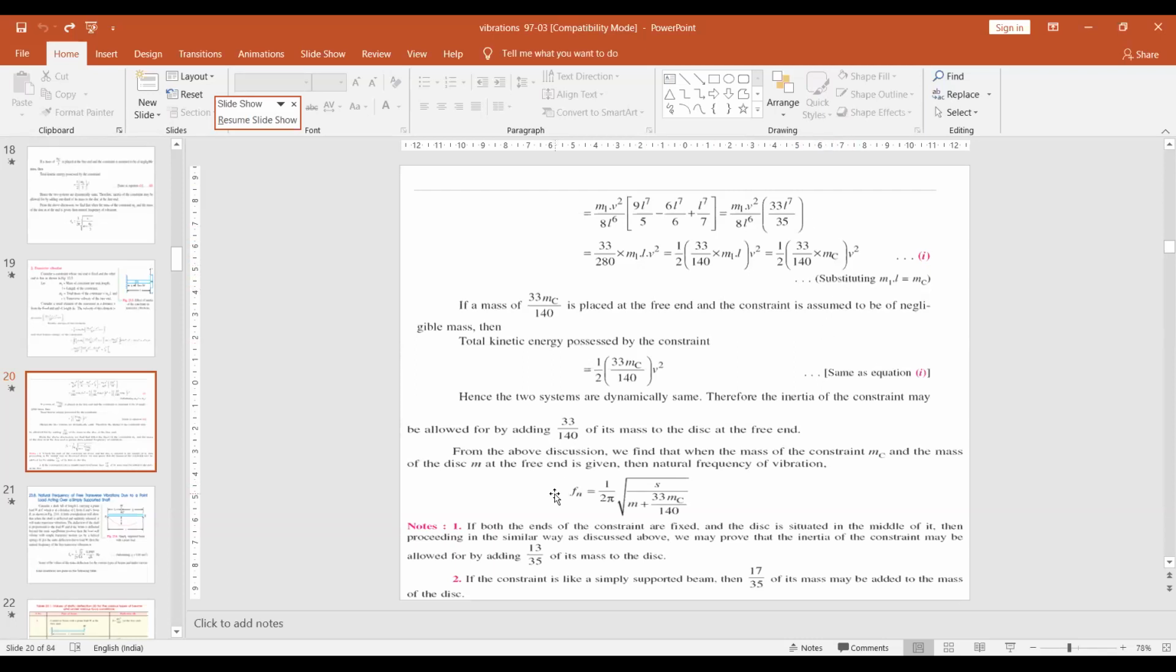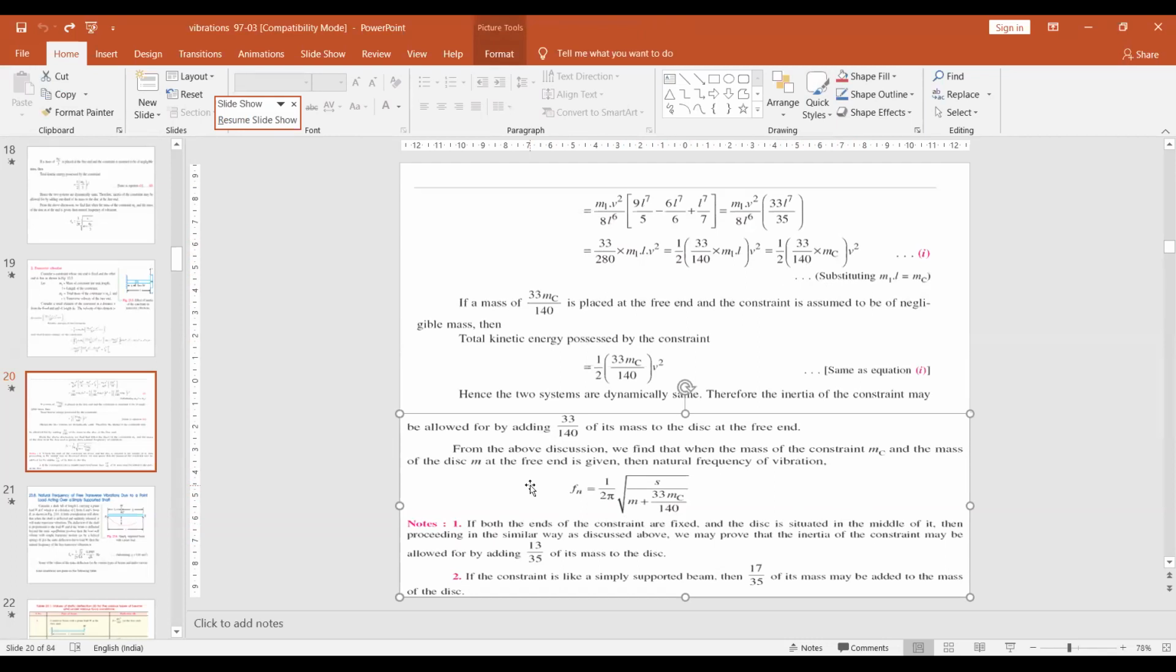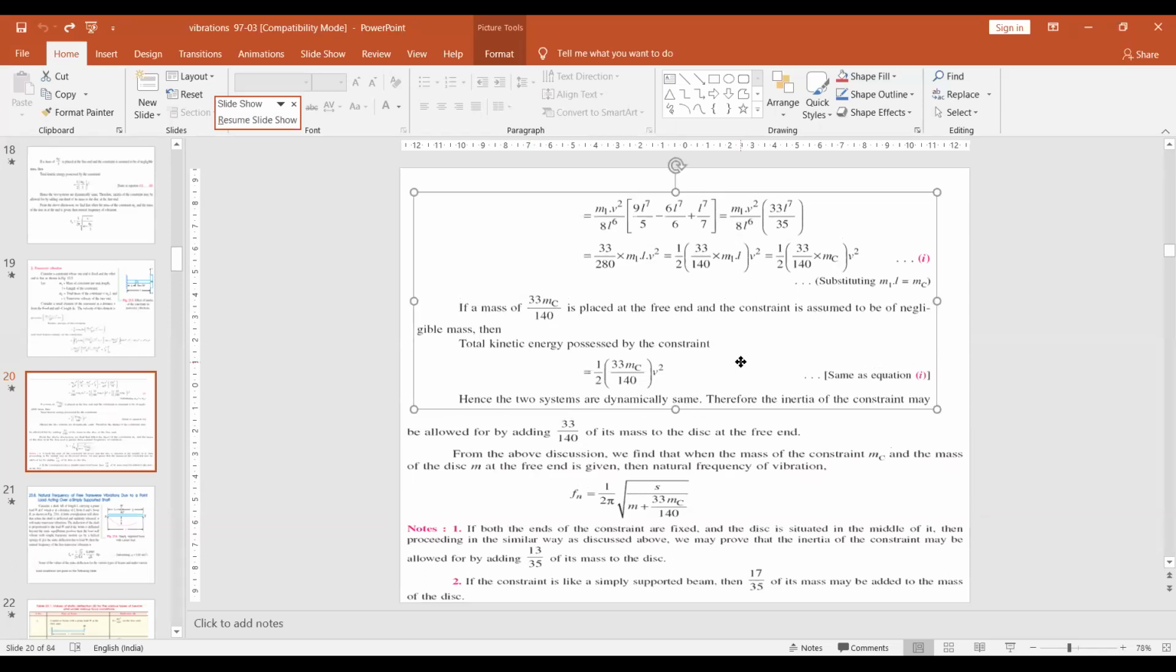Again, we may write the natural frequency of transverse vibration. That is fn equals 1 by 2 pi into square root of s by m plus 33 mc by 140. So that is the natural frequency for transverse vibration when we consider the effect of the mass of the shaft. The formula is here.